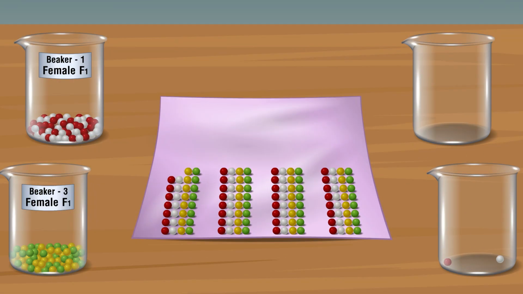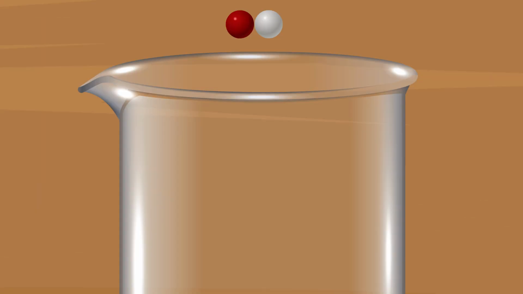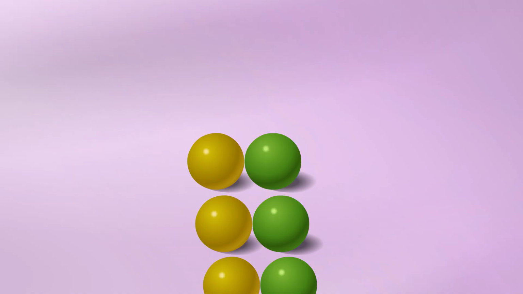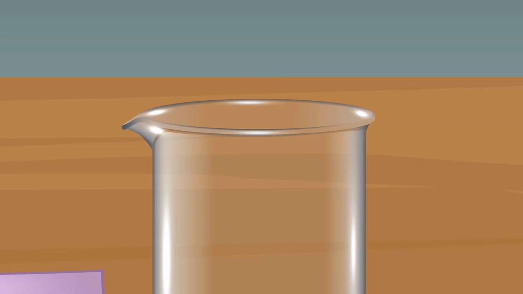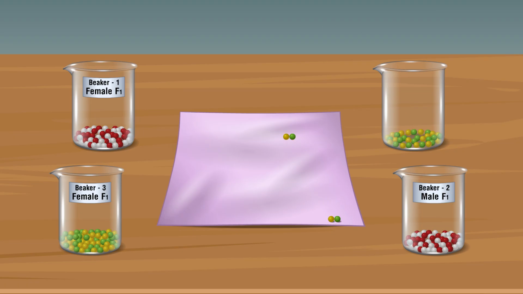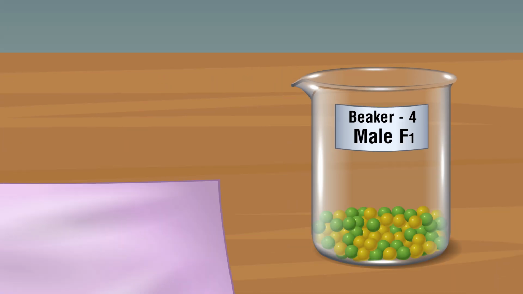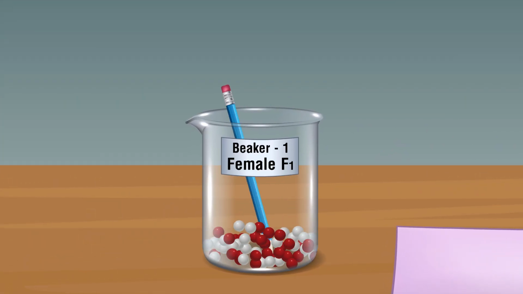Now take another 32 set of red-white beads, put it in the right side beaker and label it as beaker 2 male F1. Take the other 32 set of yellow-green beads, put it in another beaker placed on the right side and label it as beaker 4 male F1. Stir the beads individually with a pencil.